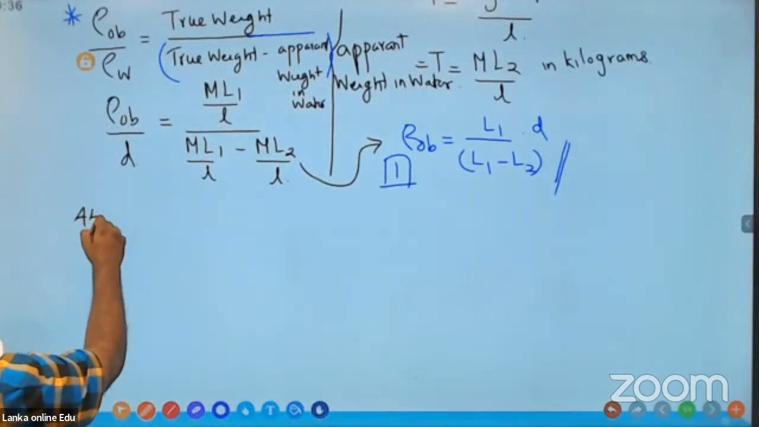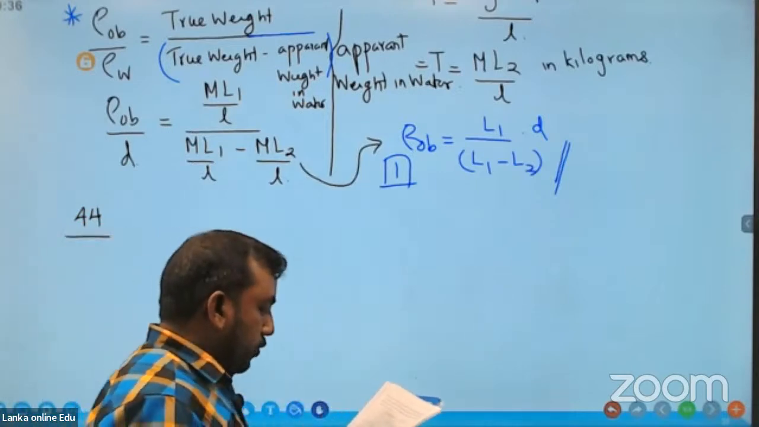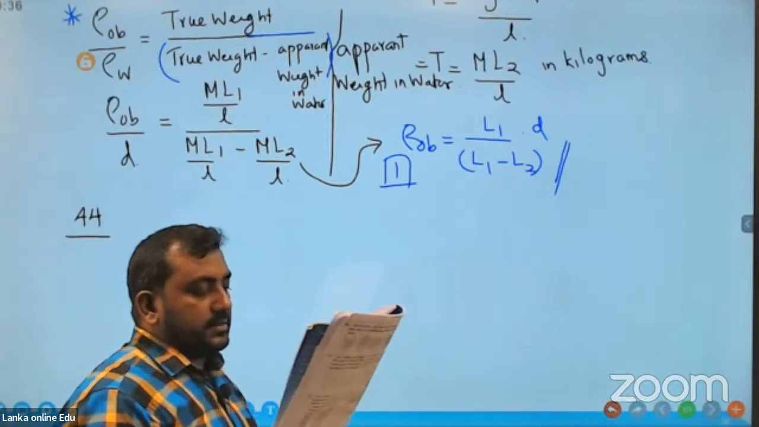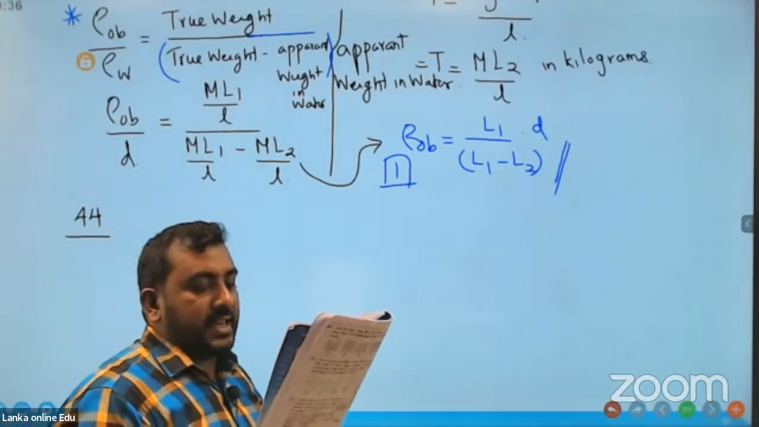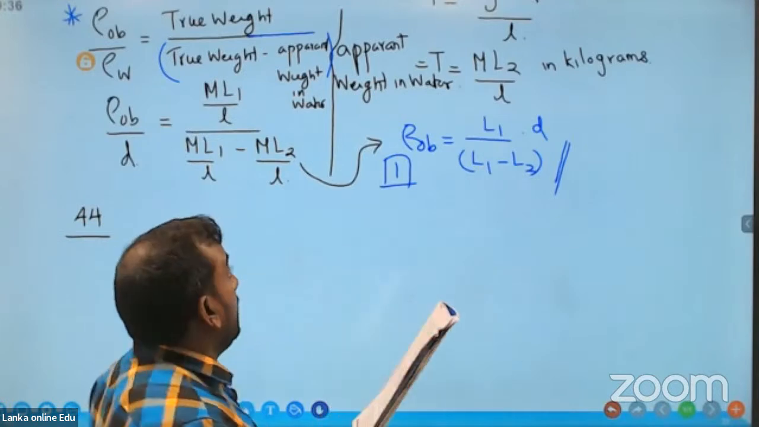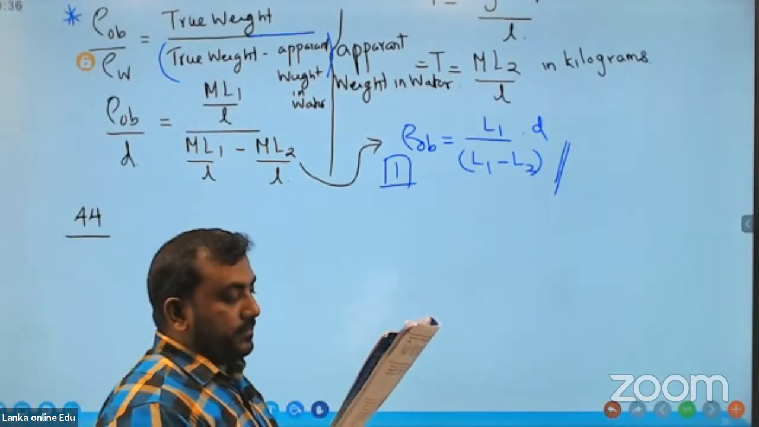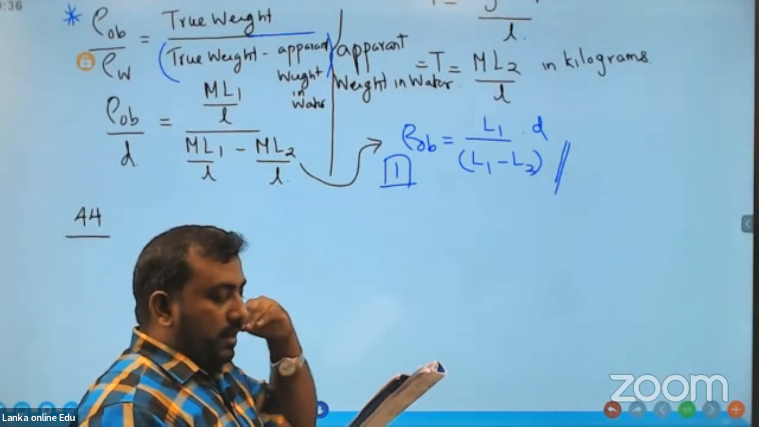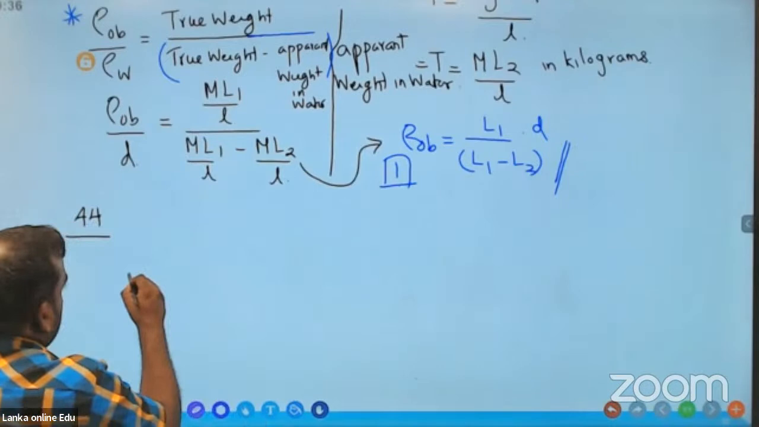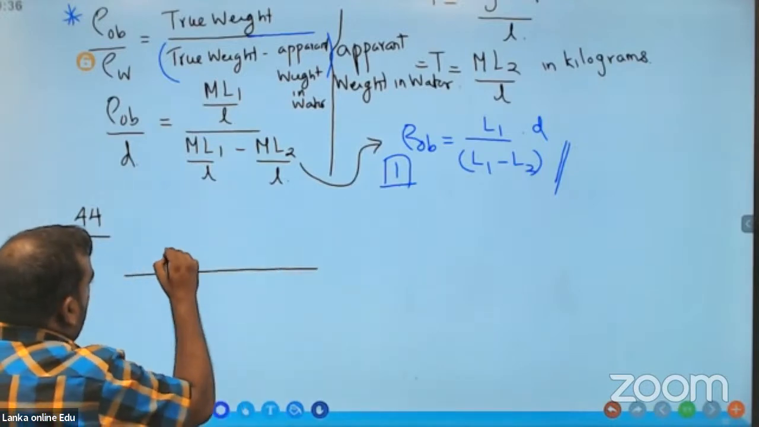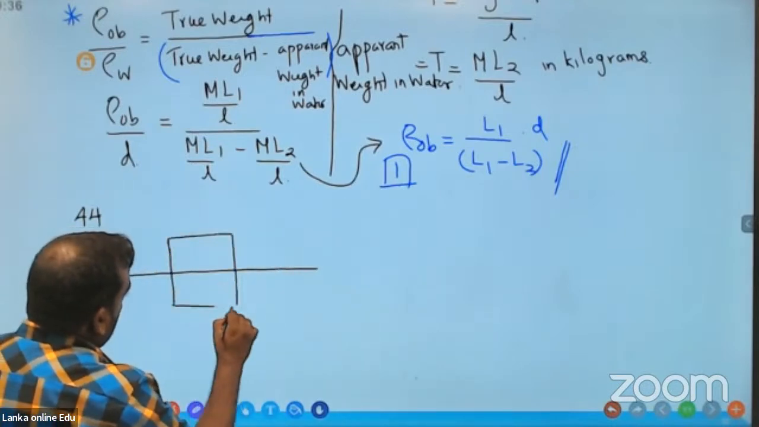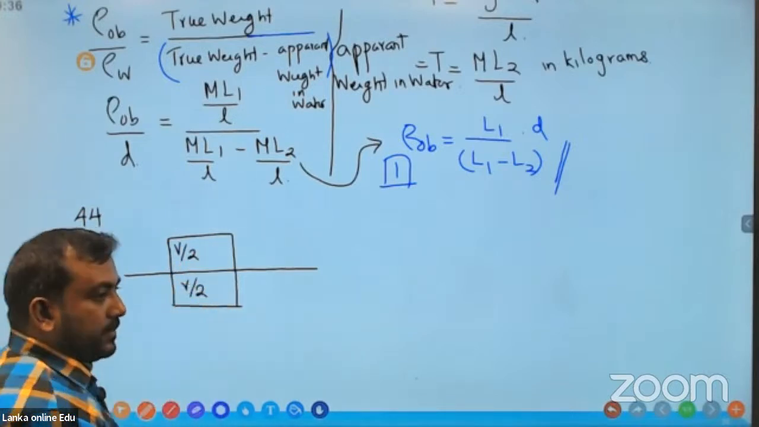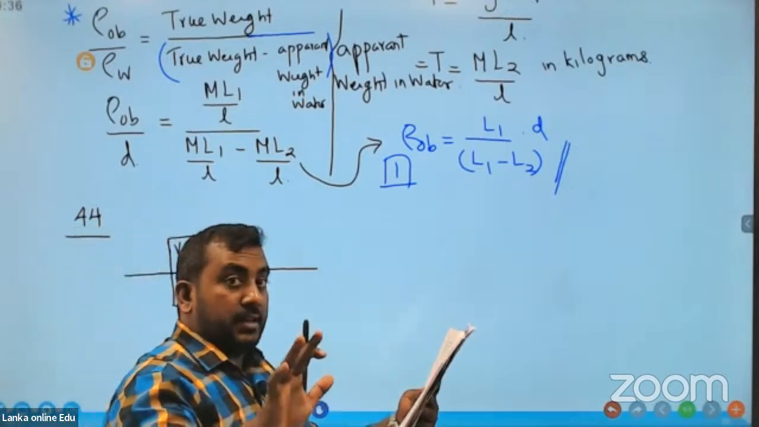MCQ 44. Read carefully. Two cubes A and B of the same geometrical dimensions float in water, as shown in the figure. Cube A has half the volume above water, so half above, half below. Same dimension means cube, same volume.